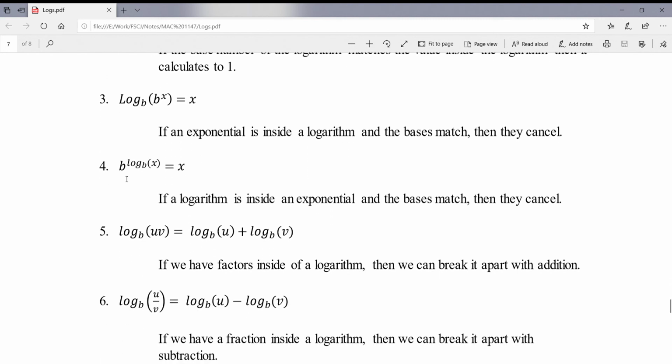Property 4, b raised to the exponent of log base b of x, all that is equal to x. So here we have a logarithm inside of an exponent. If the logarithm is inside of an exponential and the base numbers match, then they cancel off and we're left with what's inside the logarithm.